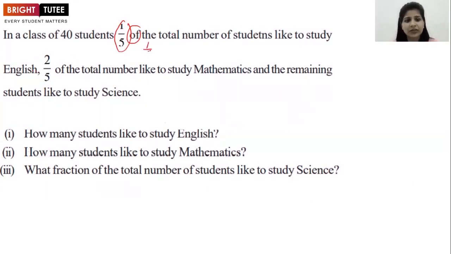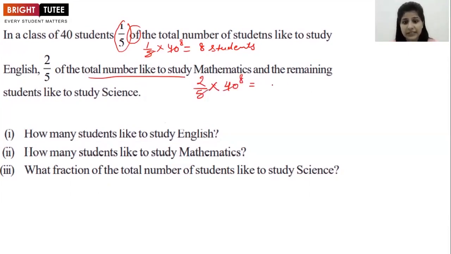Yes, we will do 1 upon 5 of 40. 5 8s are 40. 8 students out of 40 students, they like to study English. Then 2 by 5 of the total number of students study mathematics. Okay, 2 by 5 of total. So 2 by 5 of means multiplication, total is 40. 5 8s are 40. 2 8s are 16. They like to study mathematics.